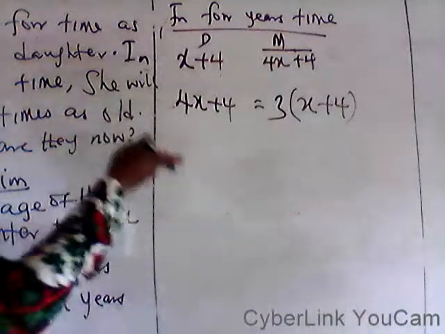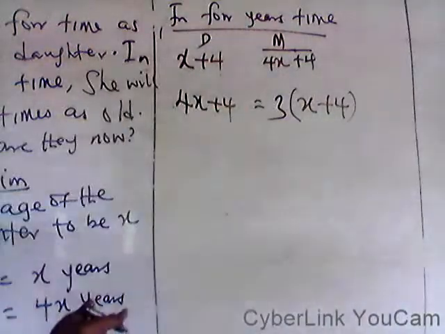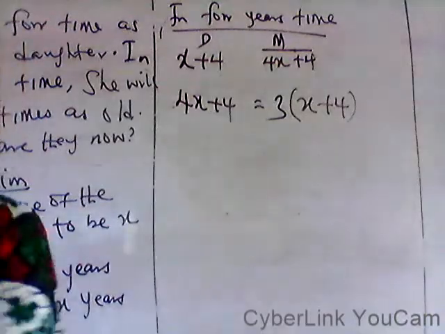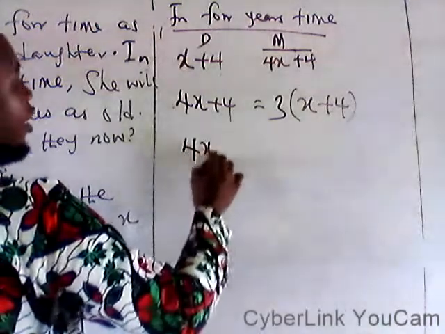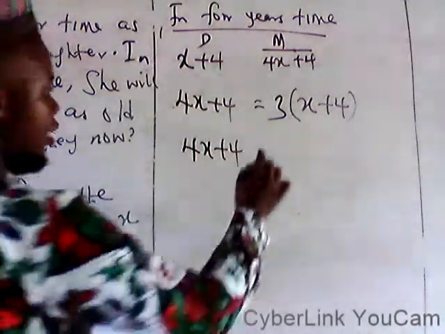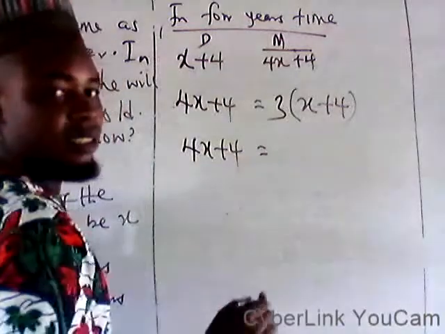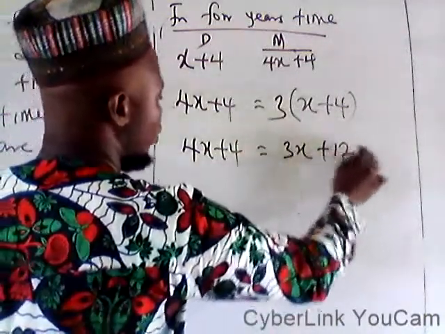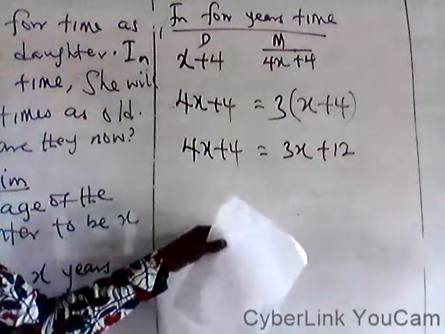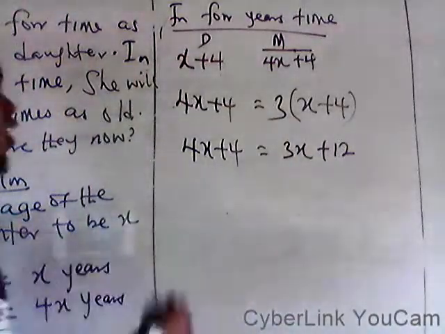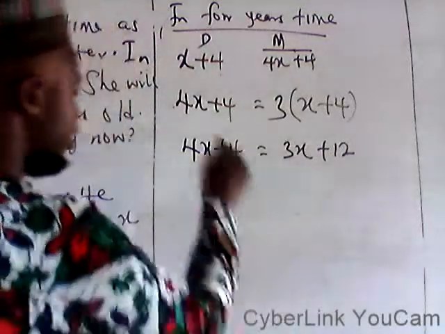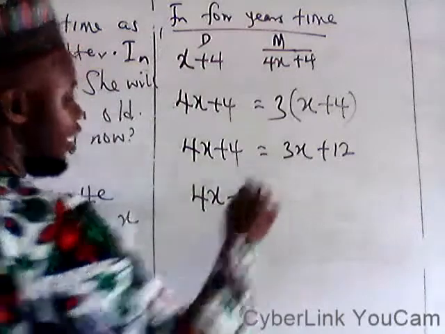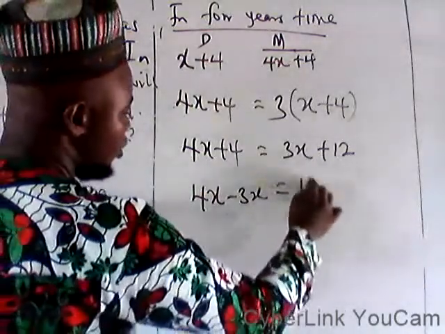You have been able to form an equation from the statements. So the next thing is now for you to solve the equation. So let's do that. You are going to have 4x plus 4 equals 3 into bracket x plus 4. That be 3x, 3 times 4, that be 12. So we are going to have this. If you have this, then collecting like terms, you are going to have 4x minus 3x equals 12.